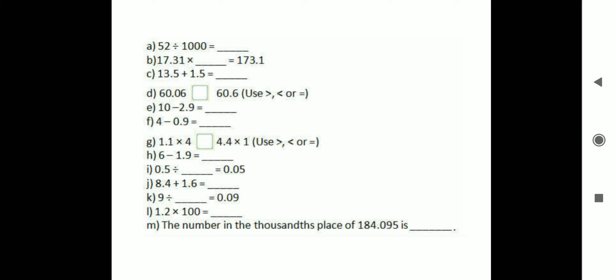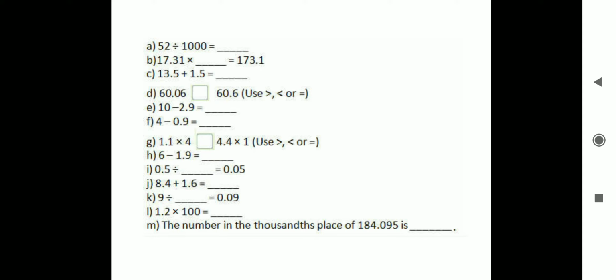Same way 0.5 divided by something gives 0.05. The decimal point has shifted one place towards the left, so it is divided by 10. If it is shifted 2 places, we write 100. If it is shifted 3 places to the left, we write 1000. Vice versa, in multiplication decimal point moves ahead, and in division the decimal point moves towards the left. This rule please always keep in mind. Next we have 8.4 plus 1.6. Work out the sum to get the answer.